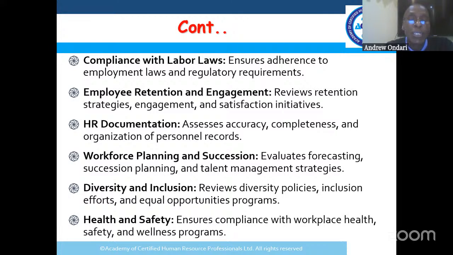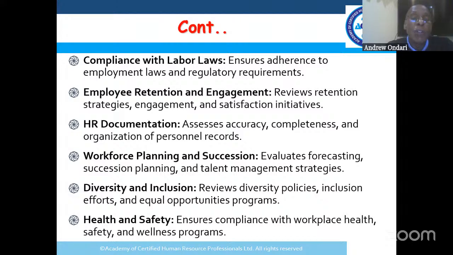The other law that HR managers should be conversant with is the Labor Relations Act and the Labor Institutions Act. They sometimes go together. The Labor Relations Act talks about the relationship between the employer and the employee, particularly the union. What is the relationship? If there is a dispute, what should happen? What process should be followed? So these labor laws must be complied with in HR management.